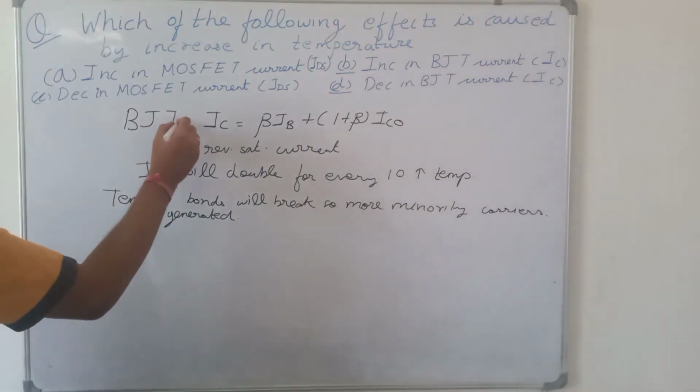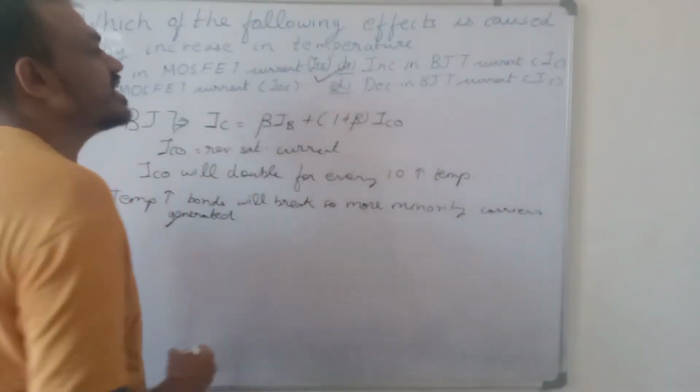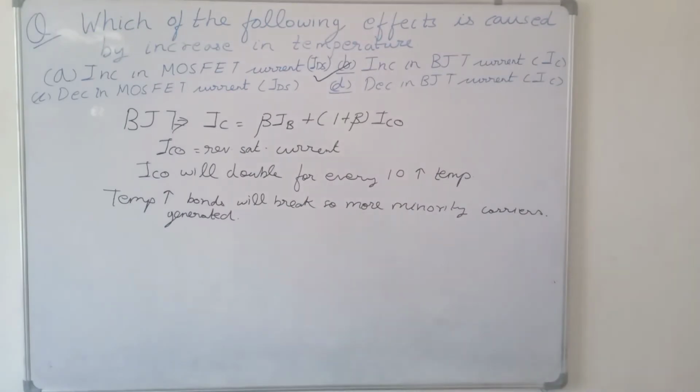So this ICO will double. So this will cause the increase in the collector current. So first option is this, increase in the BJT current.